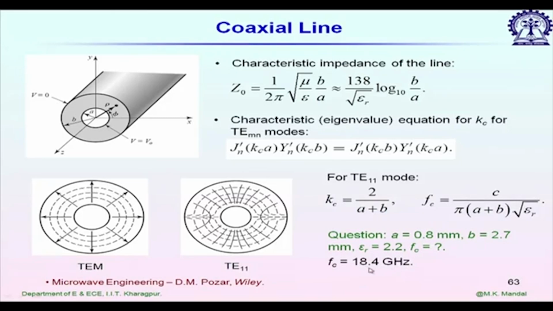We will consider a margin of, let us say, 5 to 10%, and this given coaxial cable we can use to a maximum frequency of, let us say, 18 gigahertz or 18.4 gigahertz, above which we will not use this coaxial cable. Otherwise, we expect that there will be multiple modes, TEM as well as all these undesired modes.